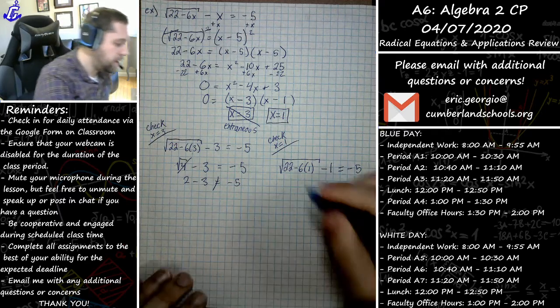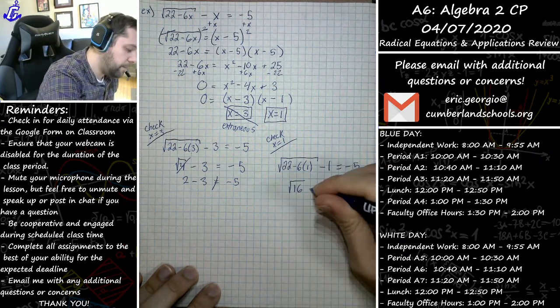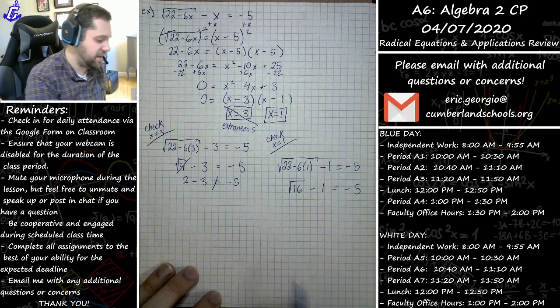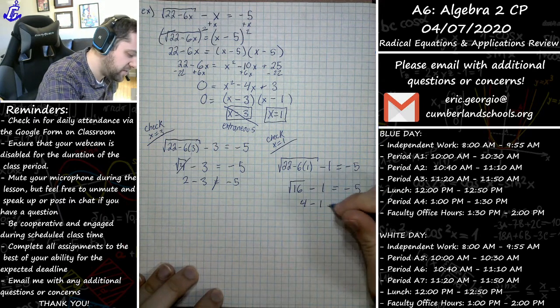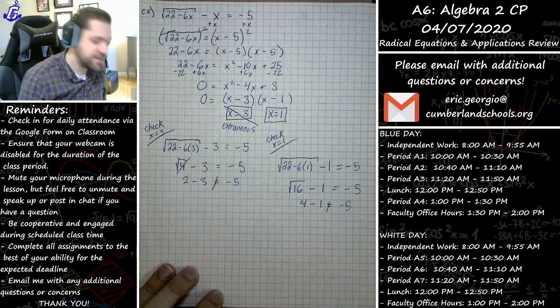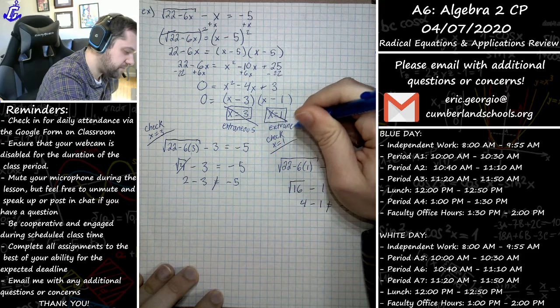Well, let's find out. Here we get the square root of 22 minus 6. That's the square root of 16. Minus 1 is equal to negative 5. Oh, I like this one even less. This is even further away. This is now 4 minus 1 is equal to negative 5. No way. So, yikes. 1 is also extraneous.